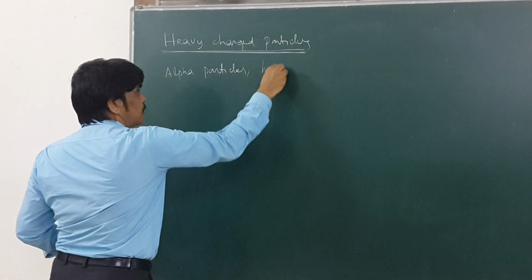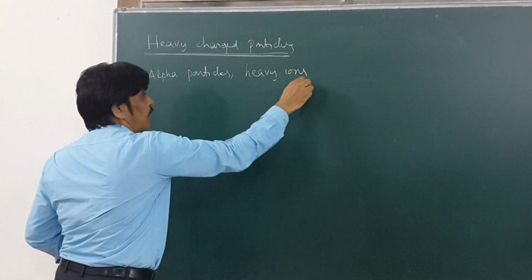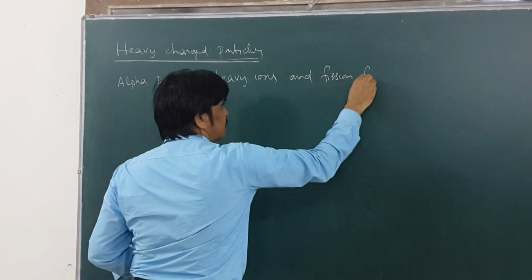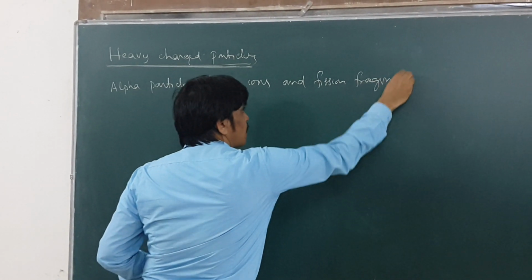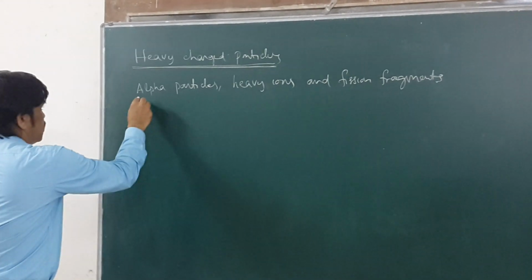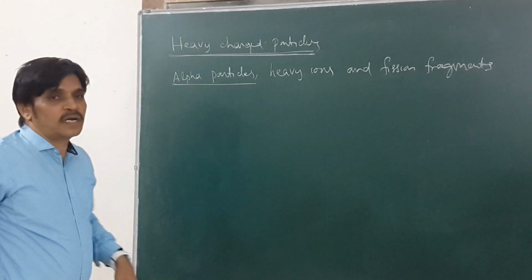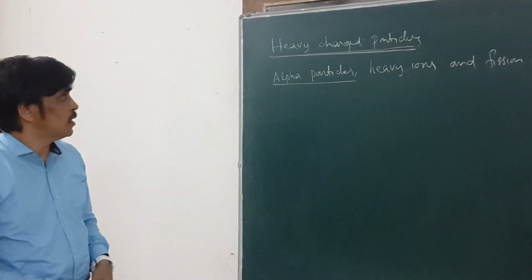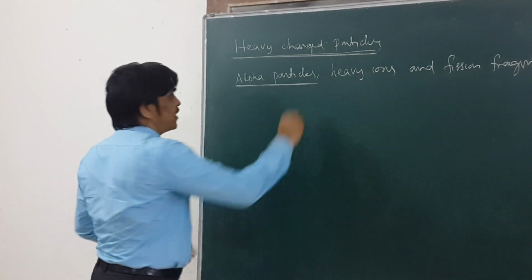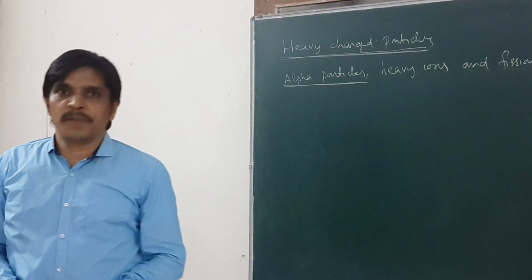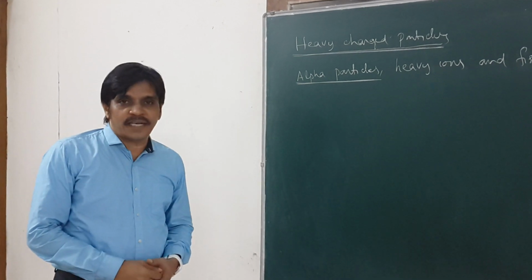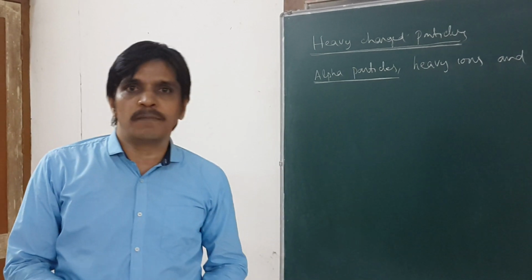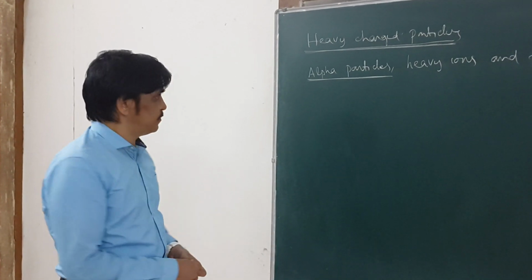heavy ions, and fission fragments. So these alpha particles are very heavy when compared to other charged particles like electrons. So the main mode of energy loss of these alpha particles will be Coulombic interactions. So when these alpha particles travel in a medium, they lose energy by way of Coulombic interactions.